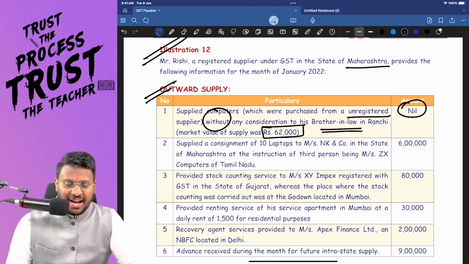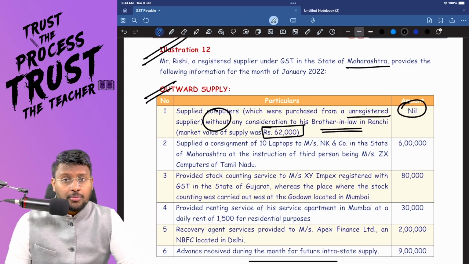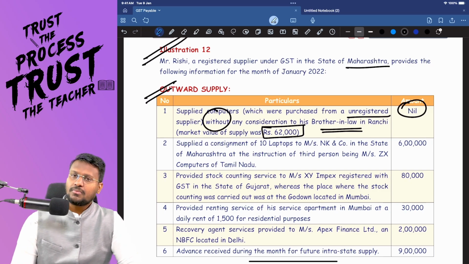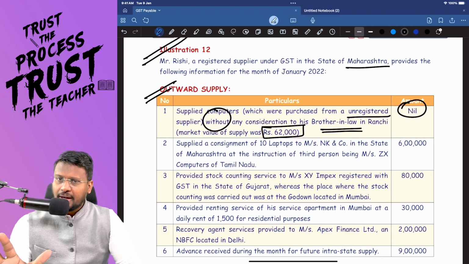You tell me, as per section 7, subsection 1, clause A, supply includes all forms of supply of goods or services or both, such as sale, barter, transfer, exchange, license, lease, rental, or disposal, made or agreed to be made for a consideration by a person in the course or furtherance of business. So, in order to be a supply, consideration is mandatory, but the exceptions are covered in Schedule 1.